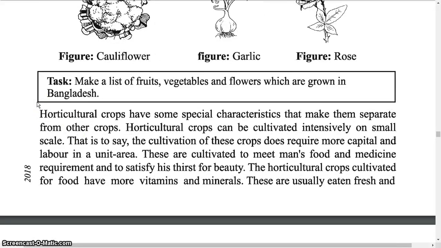Now the homework of this chapter is, take a paper and write a long list of fruits, vegetables and flowers which are grown in Bangladesh. This is our homework of today's class. Just write some names of vegetables, fruits and flowers grown in Bangladesh.